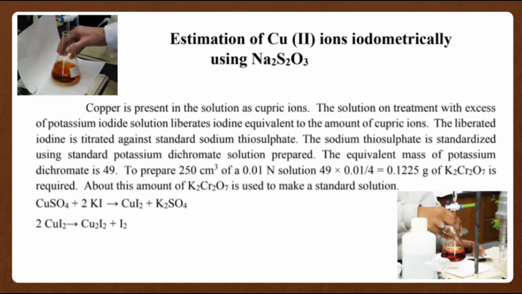Add about 5 cm³ of 10% potassium iodide solution. We titrate the liberated iodine against sodium thiosulfate taken in a burette. Add 1 cm³ of starch solution towards the end point. The solution turns deep blue. We continue the addition of sodium thiosulfate drop by drop till the blue color starts to fade. We add 3 cm³ of 10% ammonium thiocyanate and continue the addition of sodium thiosulfate till the blue color just gets discharged.